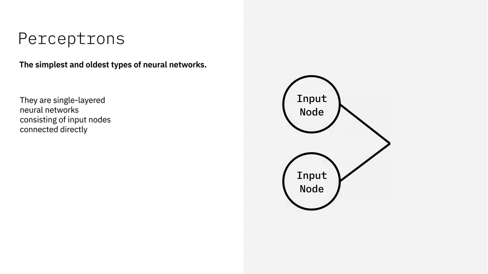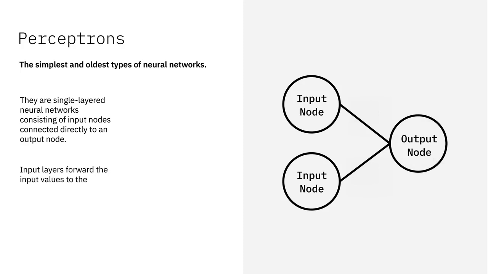Perceptrons are the simplest and oldest types of neural networks. They are single-layered neural networks consisting of input nodes connected directly to an output node. Input layers forward the input values to the next layer by means of multiplying by a weight and summing the results. Hidden layers receive input from other nodes and forward their output to other nodes.